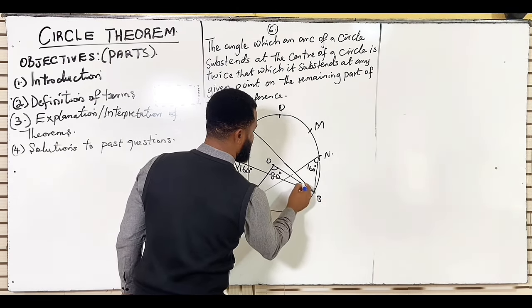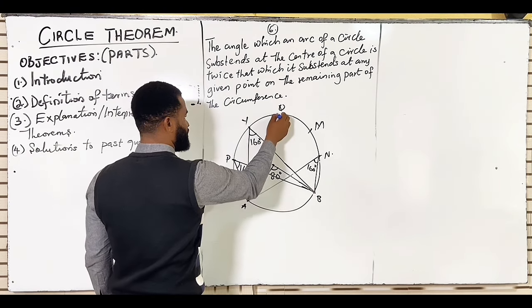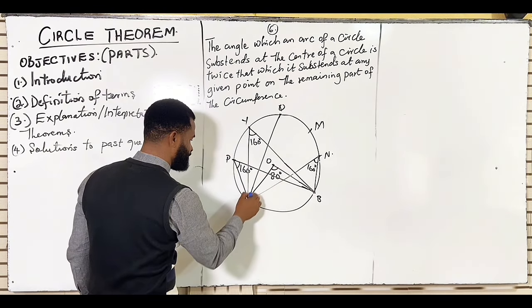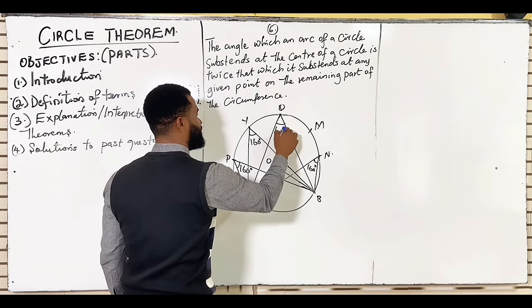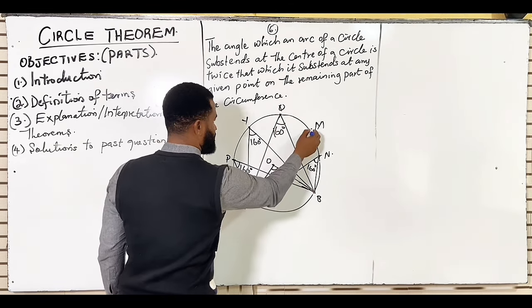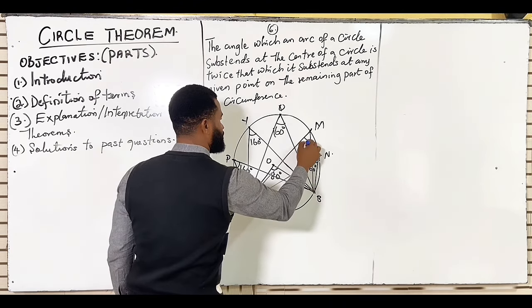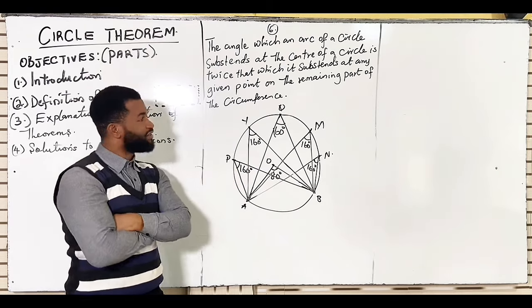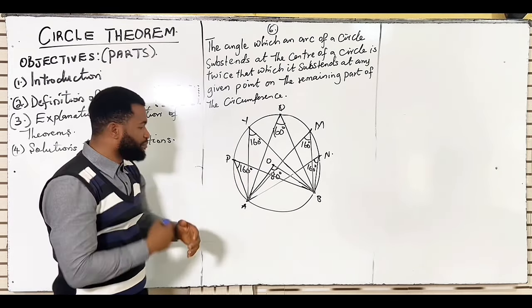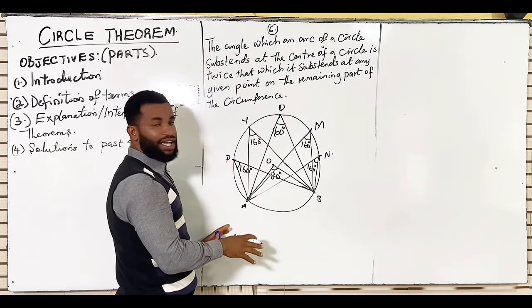you are coming from Y, it's also going to be 160 degrees. If you are coming from Q, it's also going to be 160. If you are coming from M, it's also going to be 160 degrees. This is the rule, because there are 2 sets to this arc. Look at this.